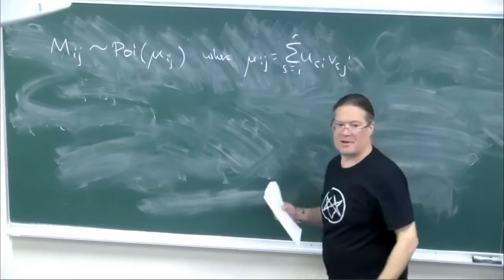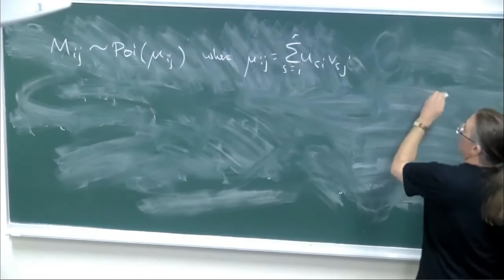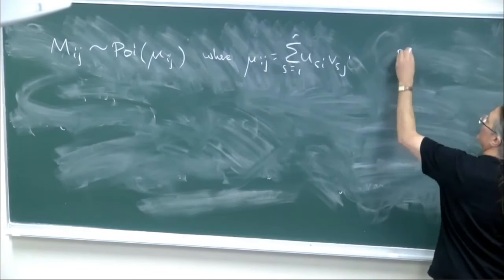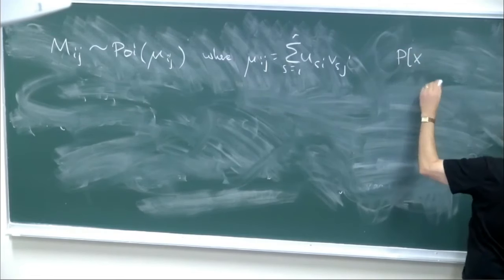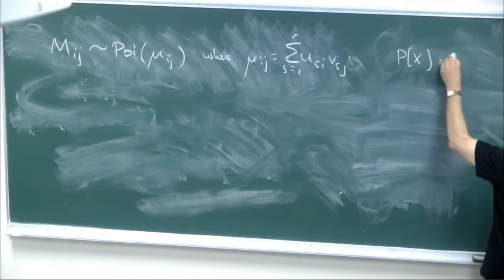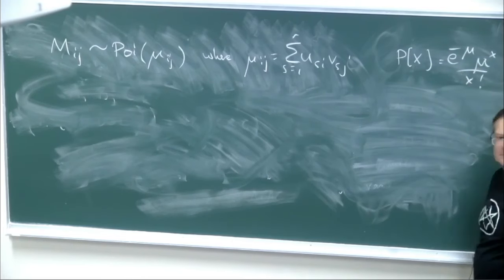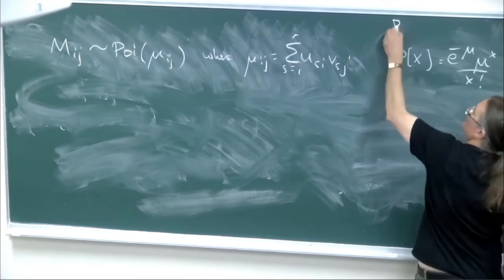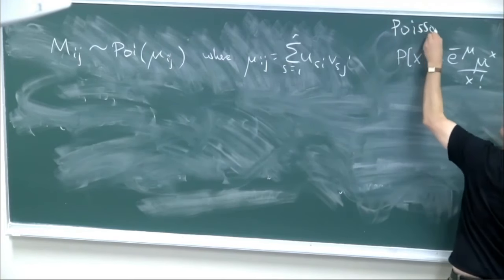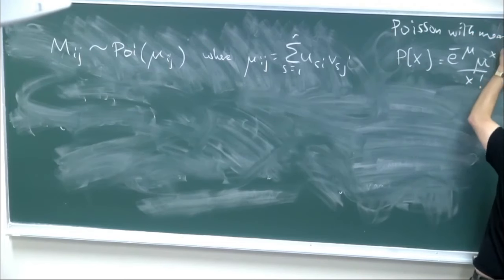That mu ij is a rank R matrix. And let me remind you that the probability distribution for a random variable x, the Poisson distribution with mean mu, is this. Okay, so Poisson with mean mu.